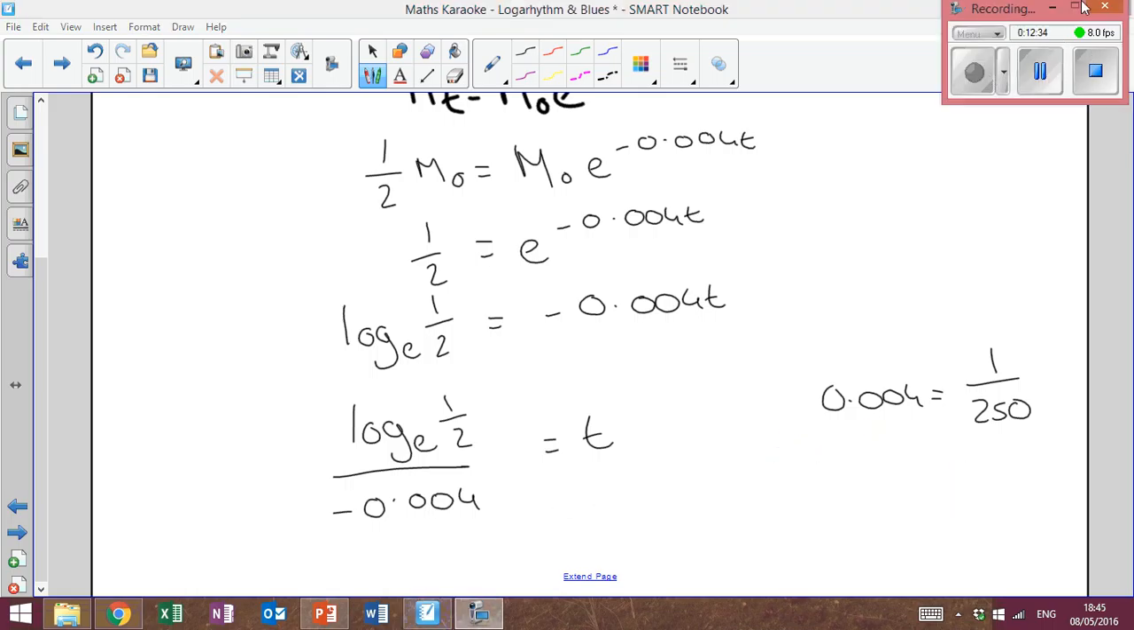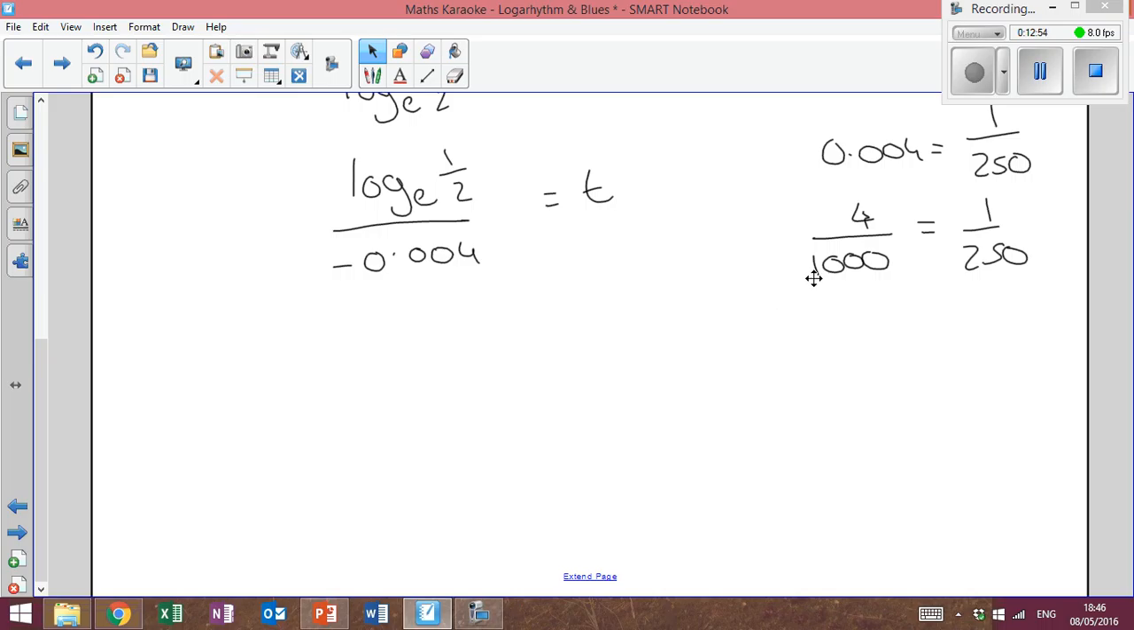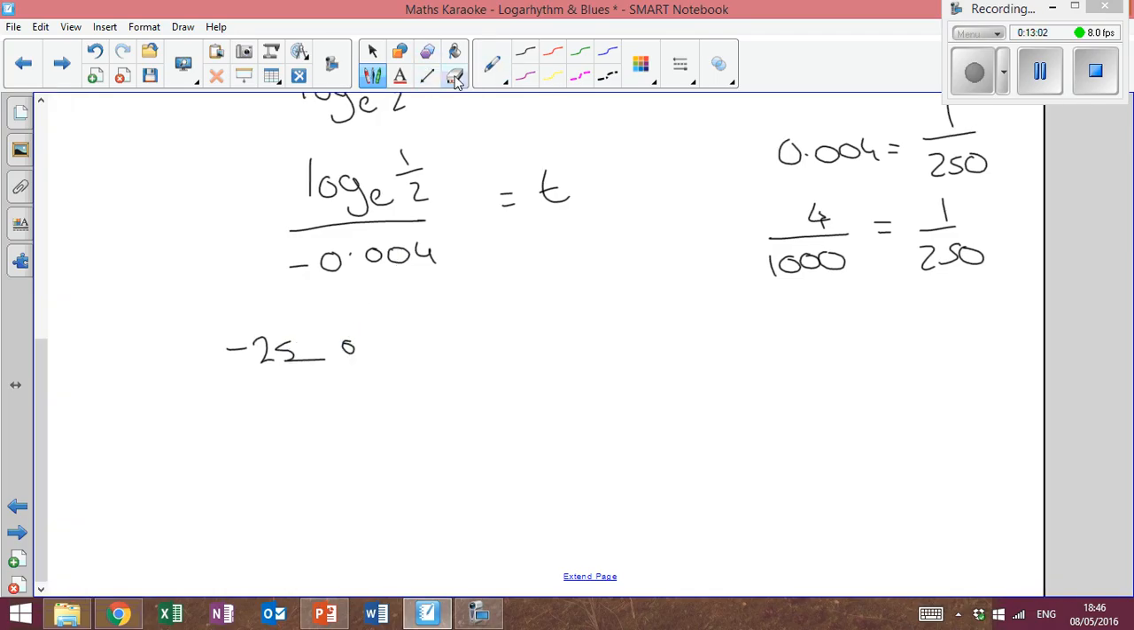Sorry, I started chatting obviously, so I'm just going to redo that. So 0.004 is 1 over 250. That's 4 over 1,000 when it's 0.004, and then just divide both of them by 4 is 1 over 250. And because that's 1 over 250, you're really doing divided by 1 over 250, which is the same as times them by 250. So this is really another way of writing negative 250. Sorry, I'm having a bit of a nightmare here with this stuff. Okay, that is negative 250 log to the base e of a half is equal to t.